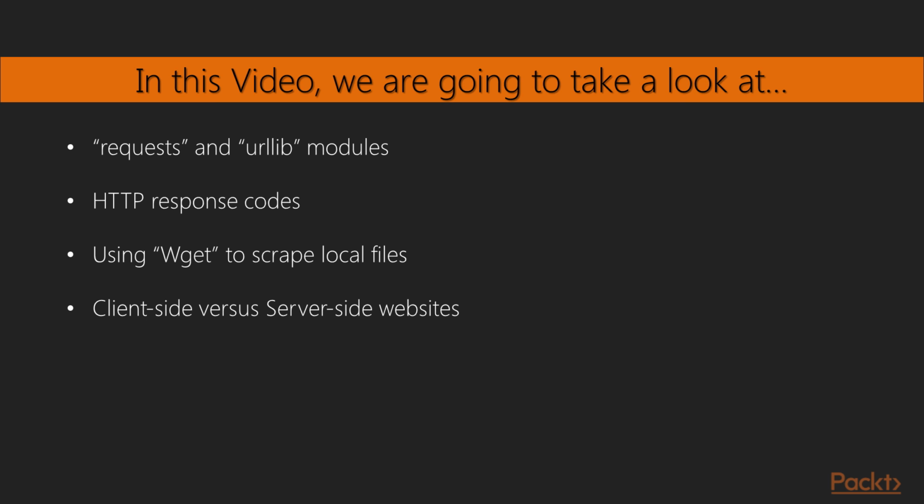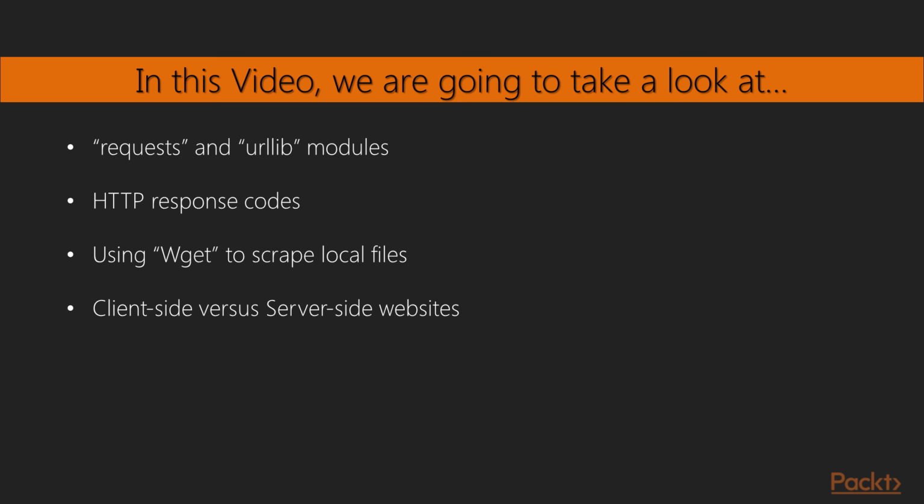Then, instead of getting the HTML from a website during the execution of your script, you can download an entire website's HTML in advance, and then load the HTML from local files. This might be better for debugging, so we'll look at Wget, which is a very common tool for this. Finally, we're going to talk about the difference between client-side and server-side websites. It's important that we talk about this because otherwise you might get errors and you're not going to understand what the problem is.